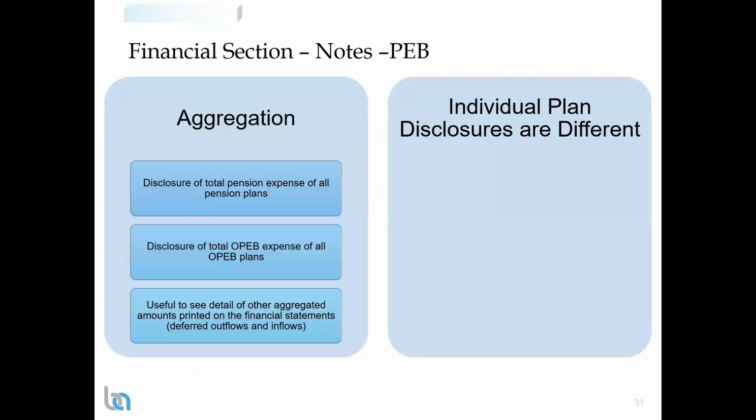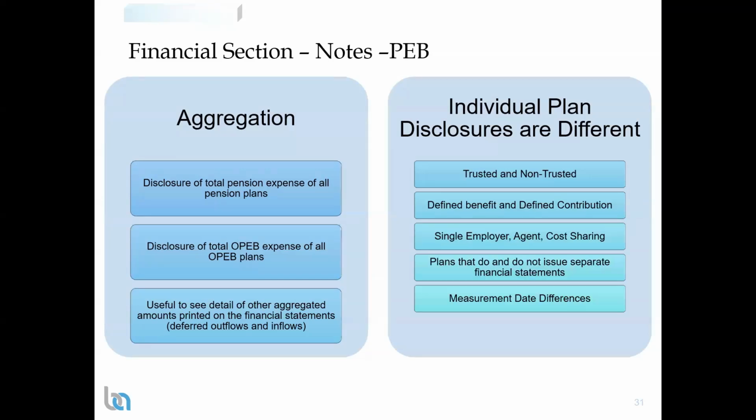Just going for pension and OPEB here. So one thing I wanted to mention is there are some requirements to show the aggregate. Especially when you have multiple pension plans or multiple OPEB plans, you are meant to show the accumulative pension expense or OPEB expense of all the plans in total. So you may have different disclosures that disclose it separately, but you're meant to also disclose the total.